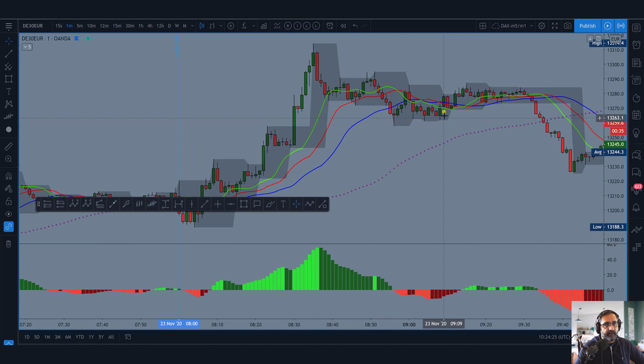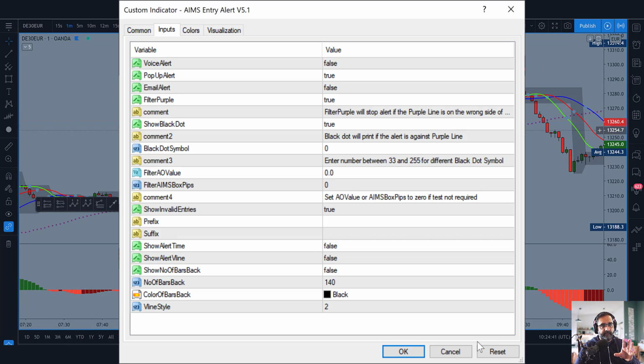Right. So you'd have a blue dot here, and this is a blue dot because it's closed above the green line. We've also coded this so that it is on the right side of the purple. So if it was down, it would be black.